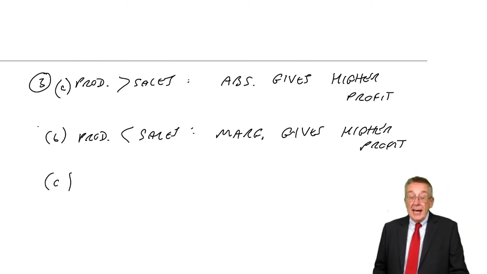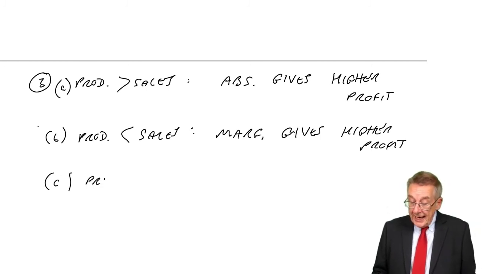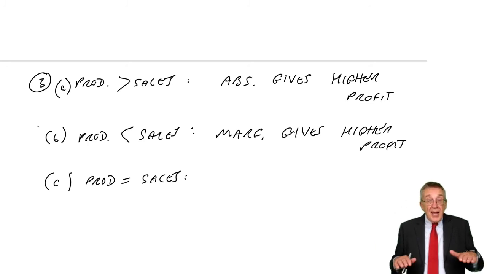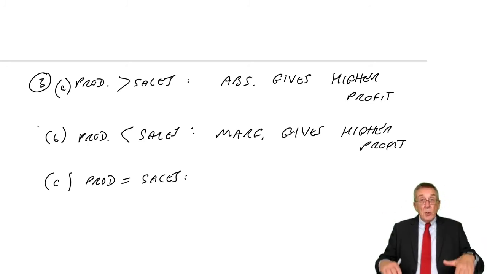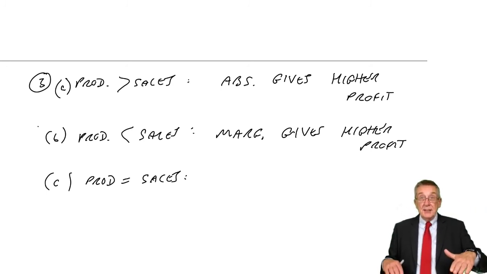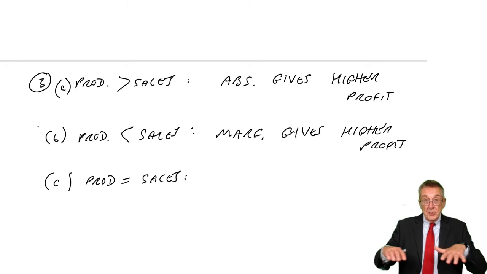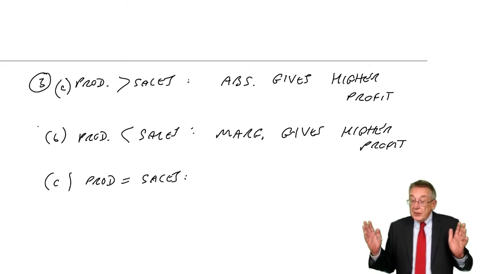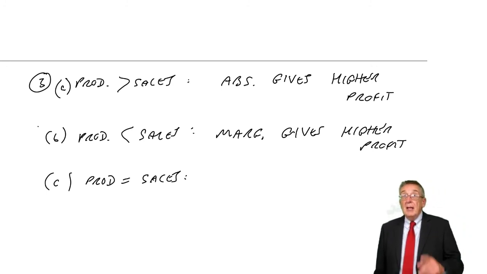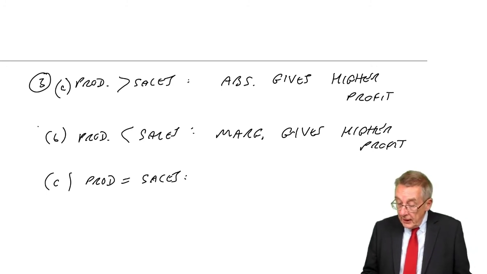And finally, I wonder if you can guess if production equals the sales. Well, if production is the same as sales, the inventories won't change. Whatever the inventory is at the beginning, it'll still be the same at the end. You're producing, you're selling what you produce. Well, if the two are the same, if inventories don't change, it's the only occasion when the absorption profit will equal the marginal profit.